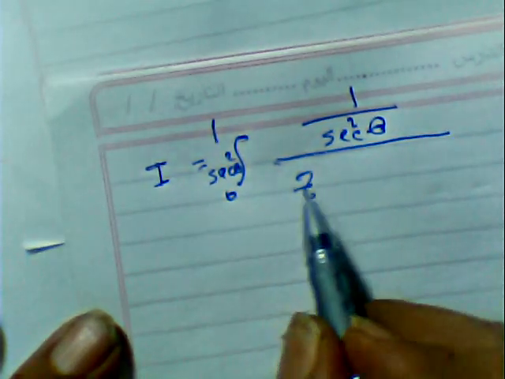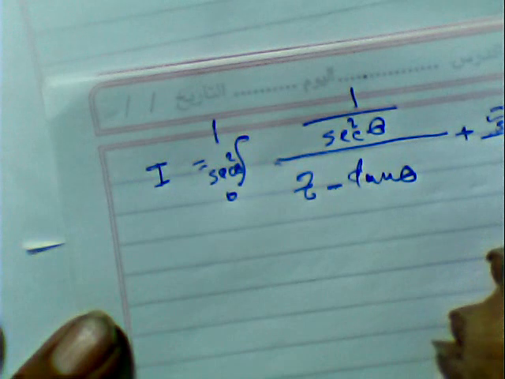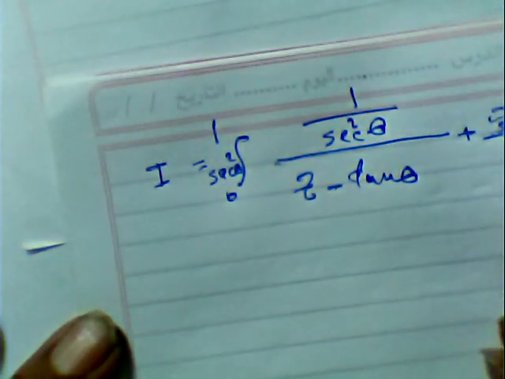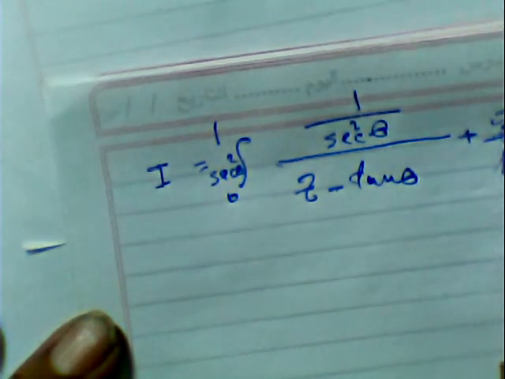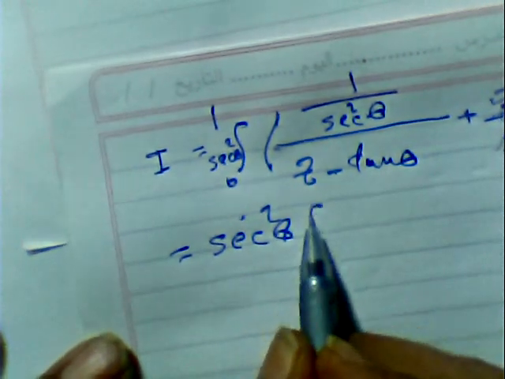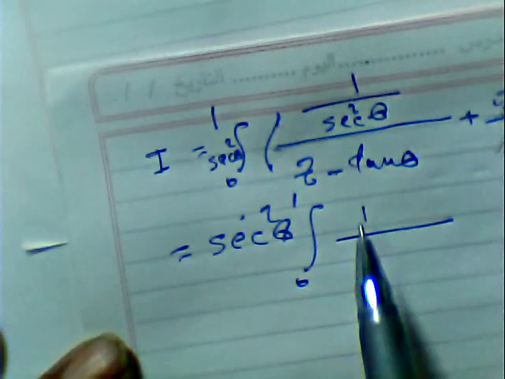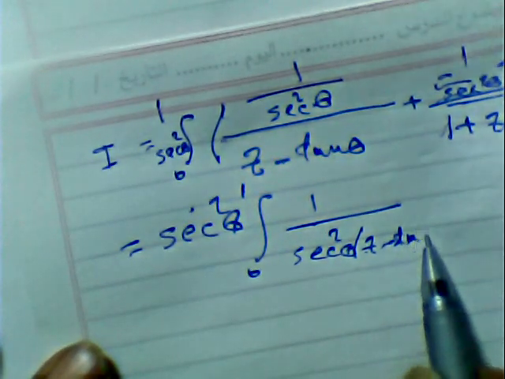Then we can get I equal integral from 0 to 1, then here sec squared theta, 1 over sec squared theta over z minus tan theta plus minus 1 over sec squared theta minus tan theta over sec squared theta, all over 1 plus z squared, all this by dz. Then that equals sec squared theta integral from 0 to 1 of 1 over sec squared theta multiplied by z minus tan theta dz.